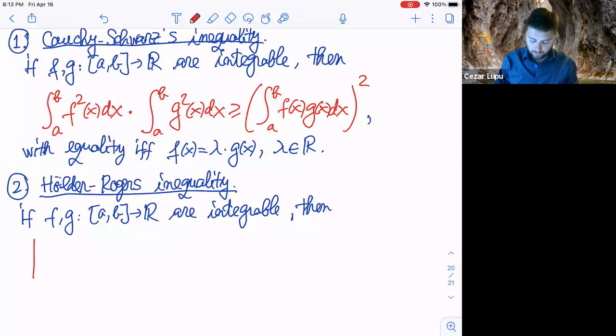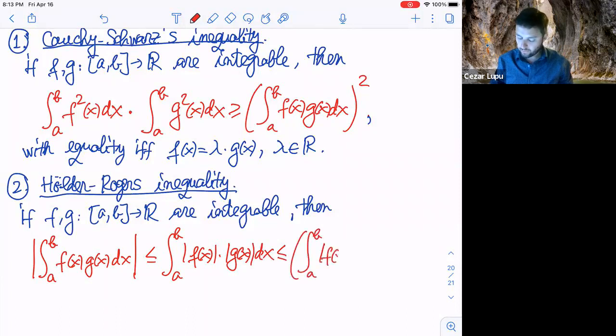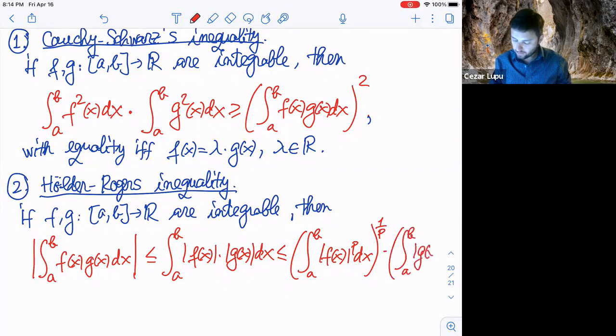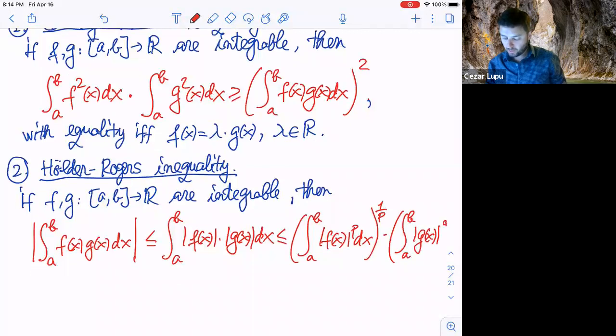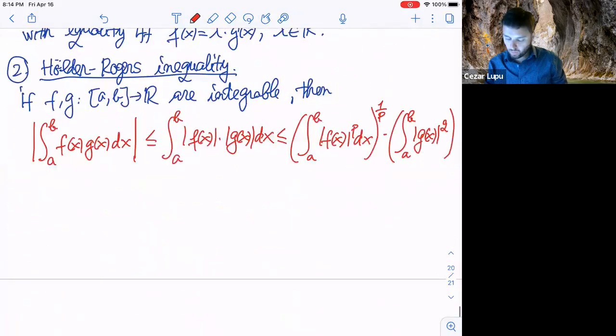So we have that the absolute value of the integral of the product f times g, well, this is well known, is less or equal than the integral of the absolute value of f times the absolute value of g. And this will be less or equal than the integral of the absolute value of f to the power p, everything to the power 1 over p, times the integral from a to b of the absolute value of g to the power q, everything to the power 1 over q. All right, great.